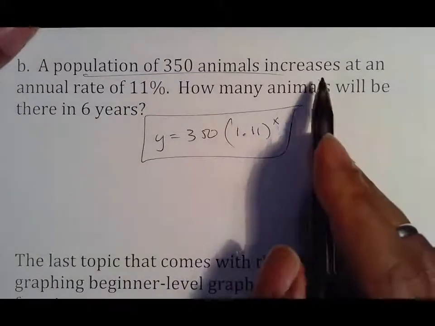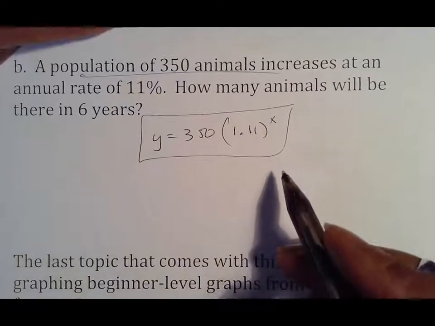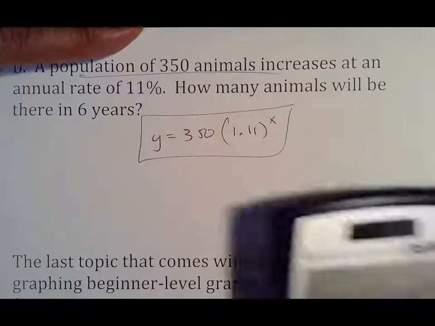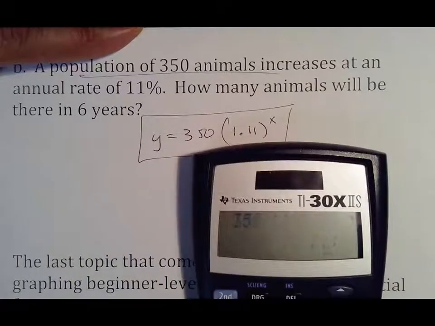But again, the hard ones are going to be the decrease and making sure you read the directions. The next thing it says is how many will there be in 6 years? Just type it in.